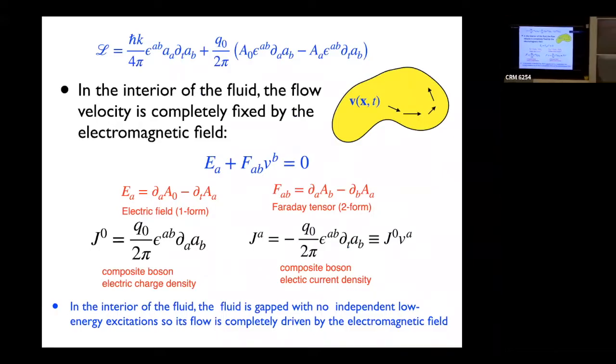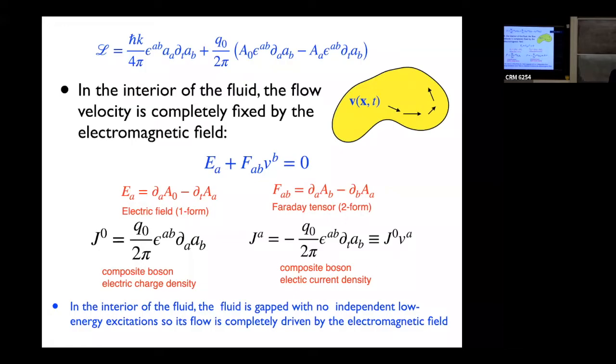And in the interior of the fluid, the flow velocity is completely controlled by the electromagnetic field. It's basically the drift velocity. And I'm going to use the Faraday tensor rather than the magnetic field, because the magnetic field is ambiguous and you have to choose handedness conventions, and Faraday is a completely unambiguous form.